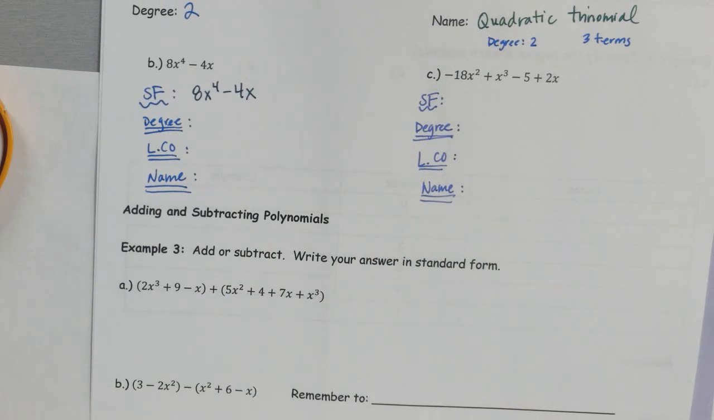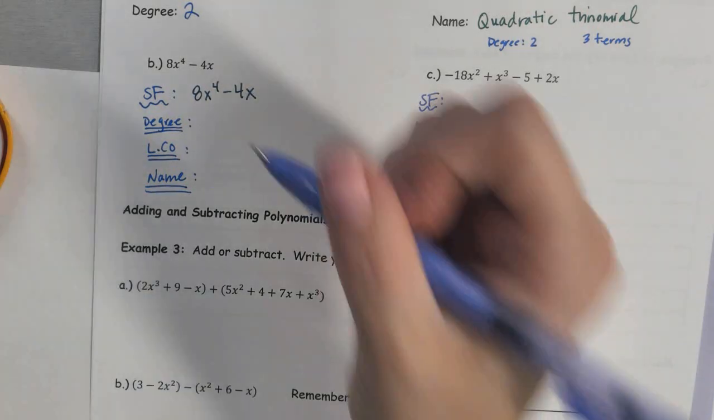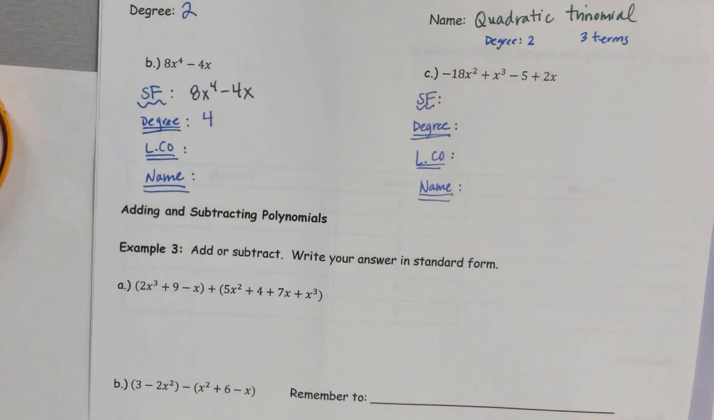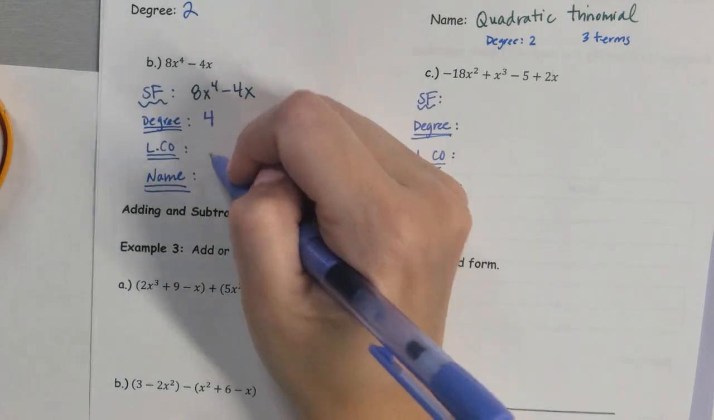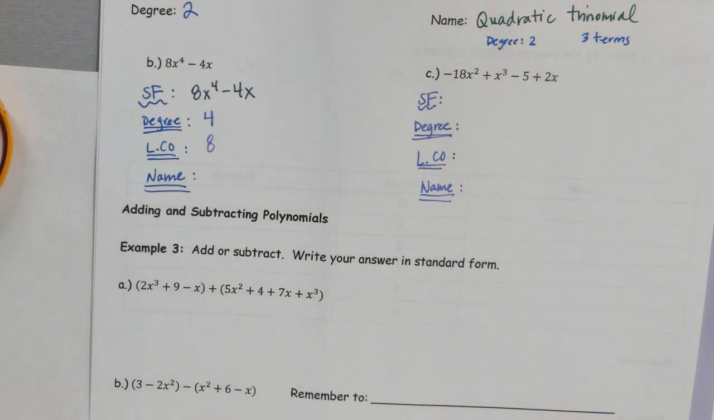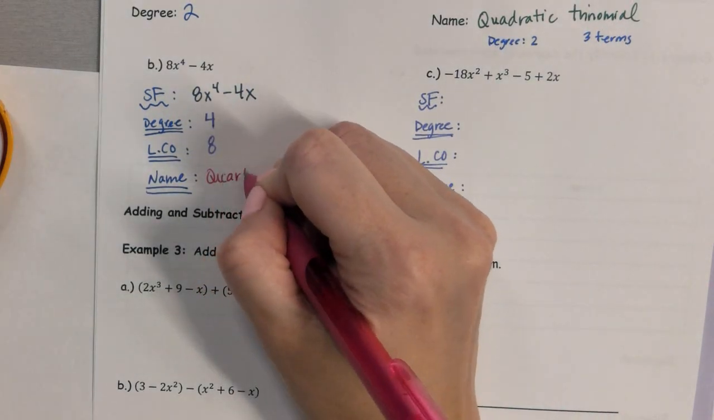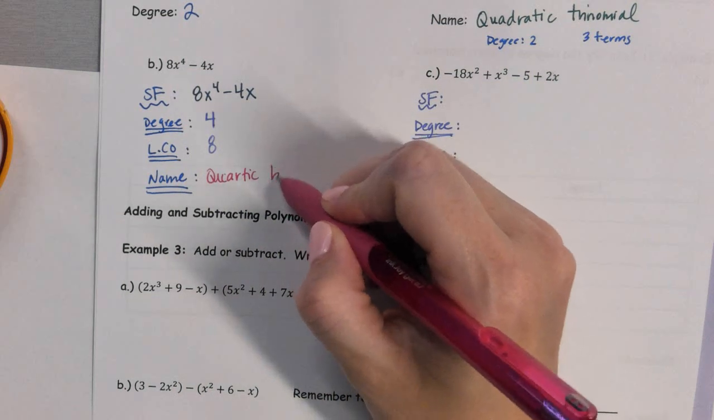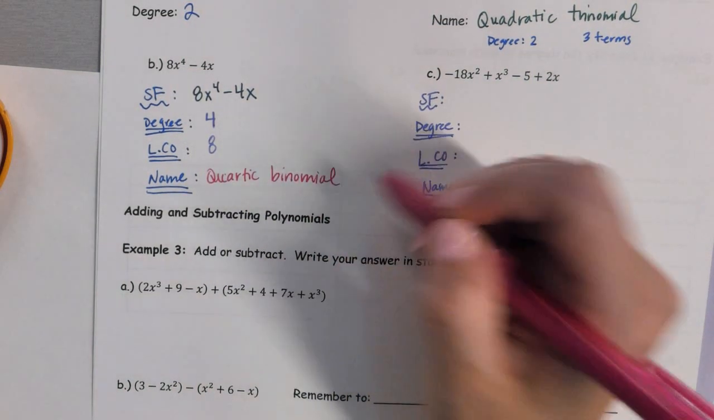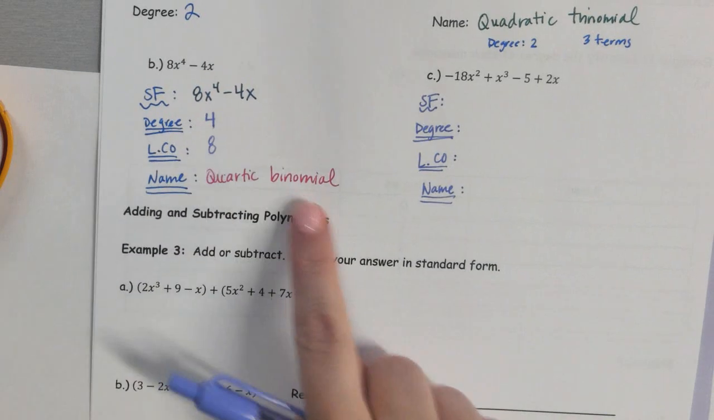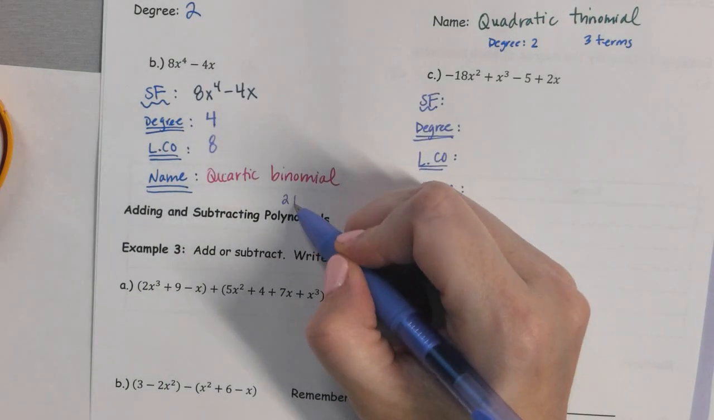Okay, and then Luke, what's the degree for this one? Good. And then Danielle, what's the leading coefficient? 8. Yeah. All right, and then Jack, tell me what you think the name is. Good. Quartic binomial. Okay, so quartic because the degree is 4, binomial because you have 2 terms, okay?